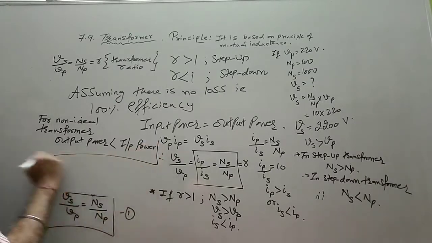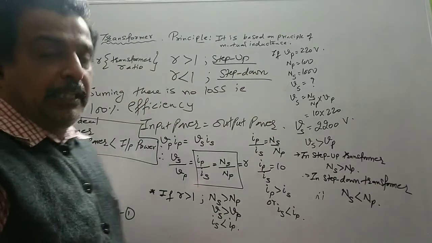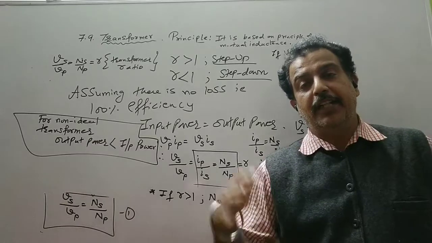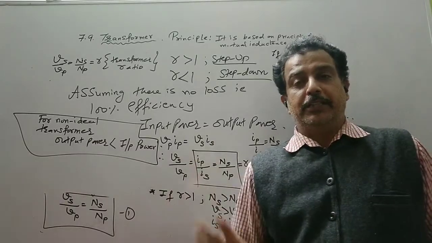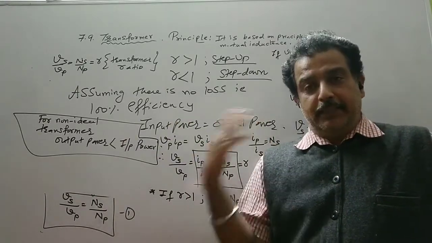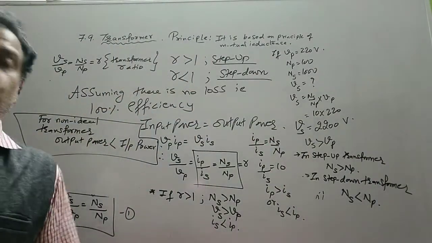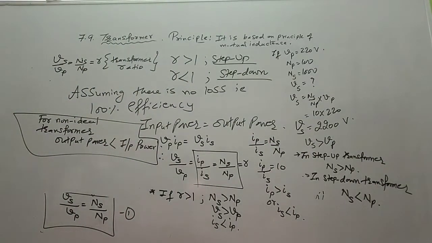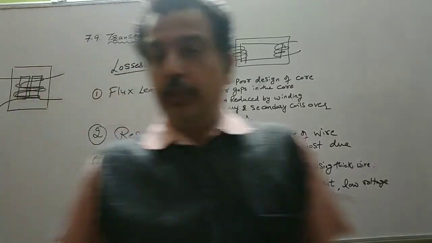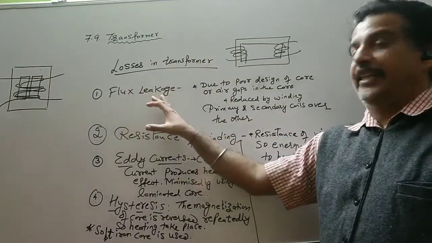Now this input and output power relation has nothing to do with whether the transformer is step up or step down. If it is an ideal transformer, input power is equal to output power. For a non-ideal transformer, whether it is step up or step down, the output power is always less than the input power. Now let us see the losses in the transformer. The first loss is flux leakage.